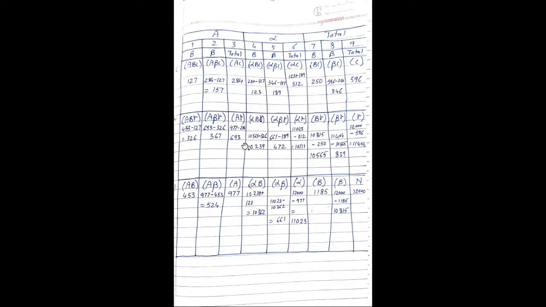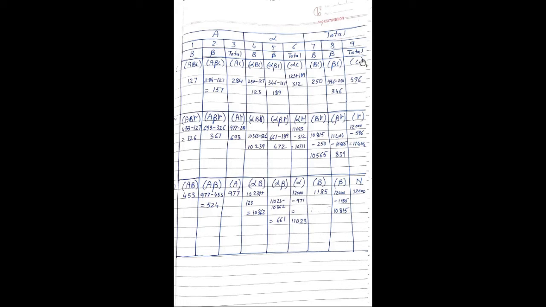Then N value is given to us, A value is given to us. So we know that A plus alpha is nothing but N. So to get alpha, we can subtract 977 from 12,000. So alpha total can be taken as 12,000 minus 977. So the answer is 11,023.